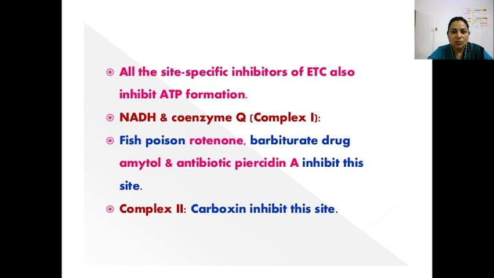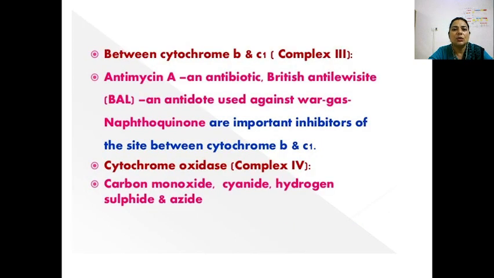NADH and coenzyme Q, complex 1: fish poison, that is rotenone, barbiturate drugs, amytal, and the antibiotic piericidin A inhibit this site. Complex 2: carboxin inhibits this site. Between cytochrome B and C1, that is complex 3: antimycin A, an antibiotic, British anti-lewisite, that is BAL, an antidote used against war gas, and naphthoquinone are important inhibitors of the site between cytochrome B and C1.